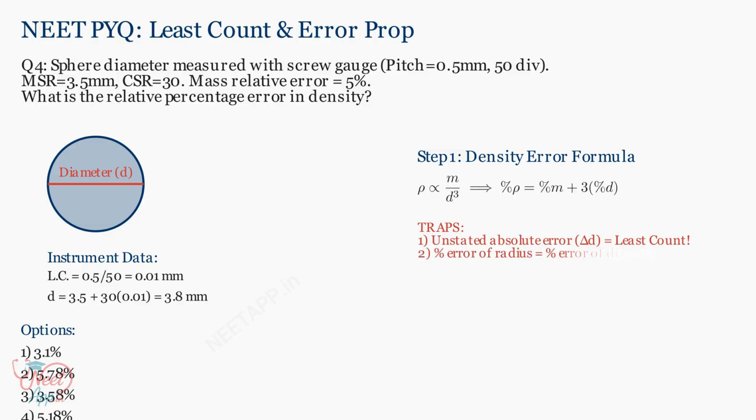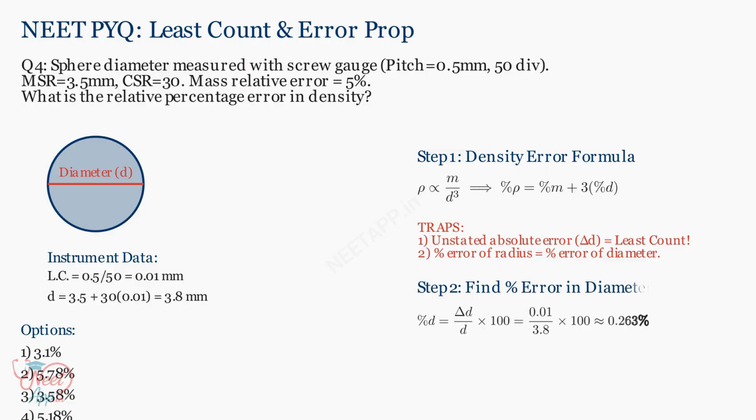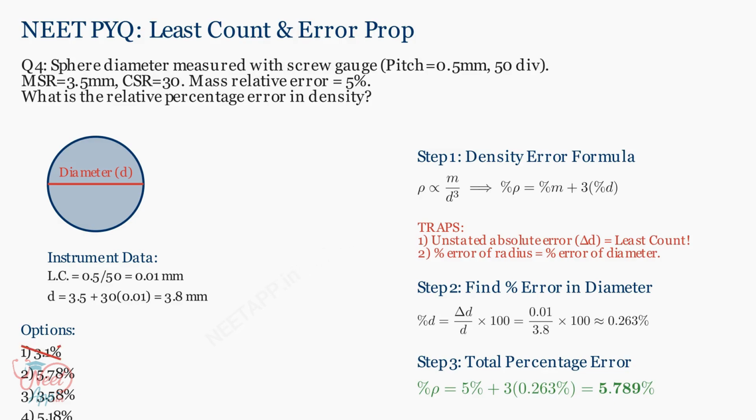Trap number 2, students try to divide the percentage error of the diameter by 2 because radius is diameter over 2. But relative error is a ratio. The percentage error of a radius is mathematically identical to the percentage error of its diameter. Just stick to the diameter. Step 2, calculate the percentage error for the diameter. 0.01 divided by 3.8 times 100 gives us approximately 0.263%. Step 3, add it all up. 5% for the mass plus 3 times 0.263 for the volume. This yields 5.789%. Option 2 is exactly 5.78%, making it our correct answer.